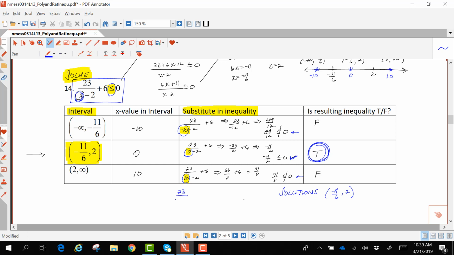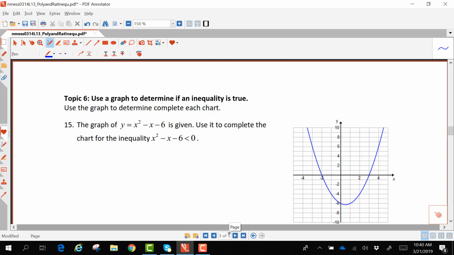Now this interval has parentheses on it. However, your original rational inequality states less than or equal to 0. The equality portion of the inequality states that you can use the numbers on the ends of the interval, meaning the negative 11/6 and the 2 are part of the solution set, and we would therefore put a square bracket on each of these numbers, and those would be the solutions to the given rational inequality.